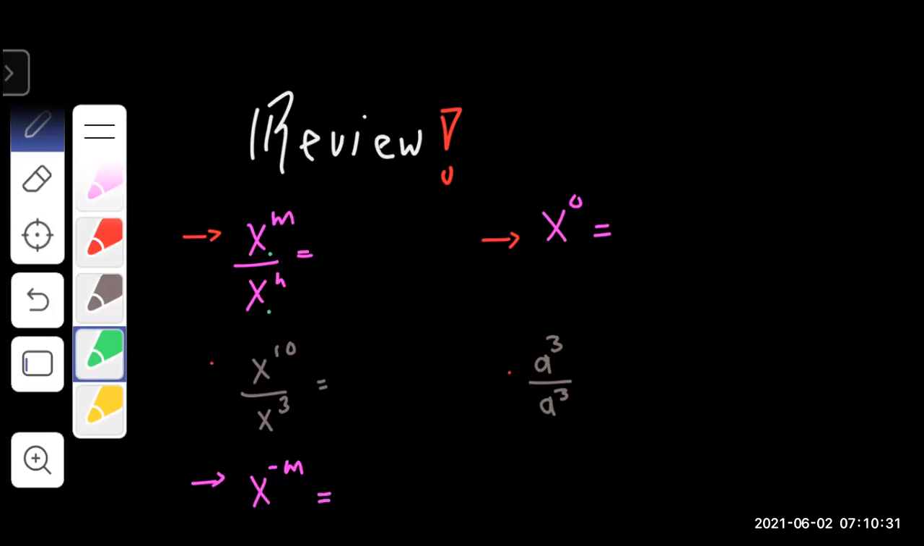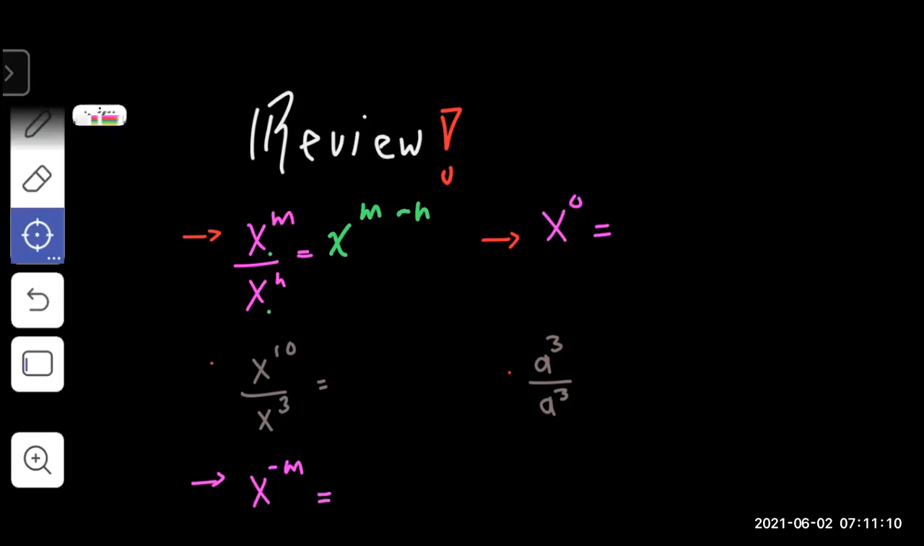X and X is the same base when they're dividing, so we copy the base. And what do you think I do with the exponent? When multiplying, when the variables are multiplying, we copy the base and we add the exponent. So when dividing, what do you think is going to happen with the exponents? We copy the base and we subtract the exponent, right? Yes. That is the property.